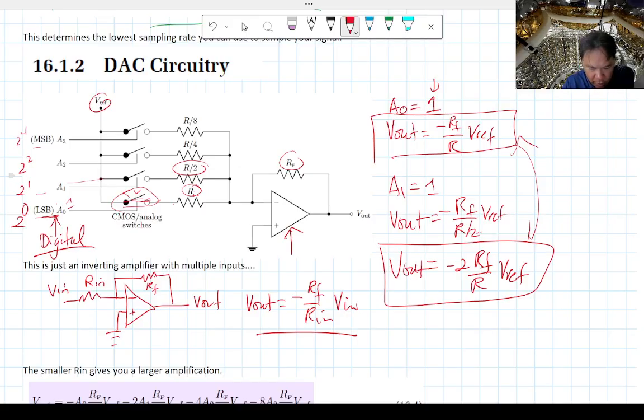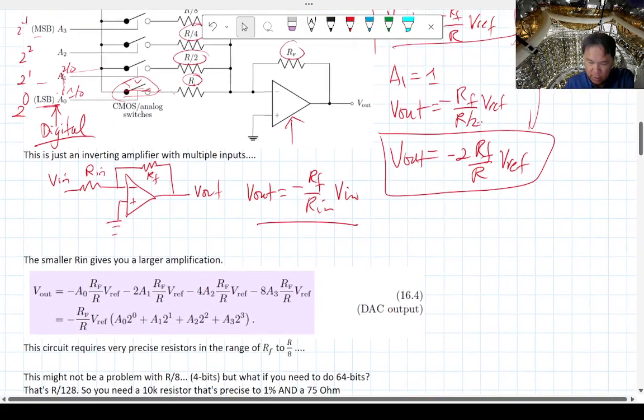So this has a value of 1, and this will have a value of 2. You notice that if the digital bit is 1, the value doubles. And you're going to see that if you go to the next level, then you get 4 times, and 8 times.